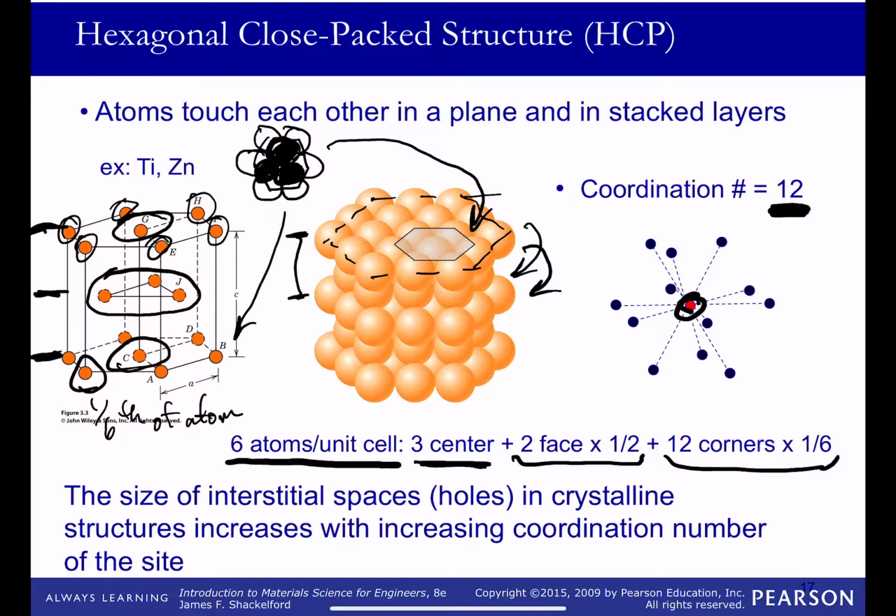Okay. This will become a little bit more important when we discuss alloys and other structures, but we'll see that the size of the interstitial spaces, so these sort of corners that we haven't fully filled, triangular looking corners in 2 dimensions, but we'll see they're actually tetrahedral and octahedral in their definition, that these holes in the crystal structure and the size of those holes increases with the increasing coordination number of that site.